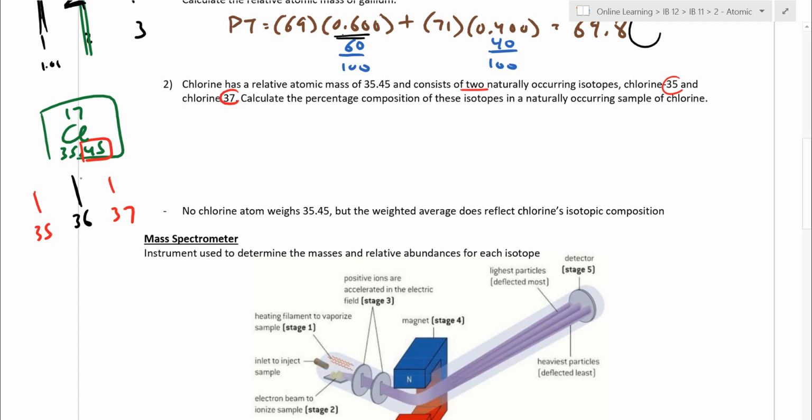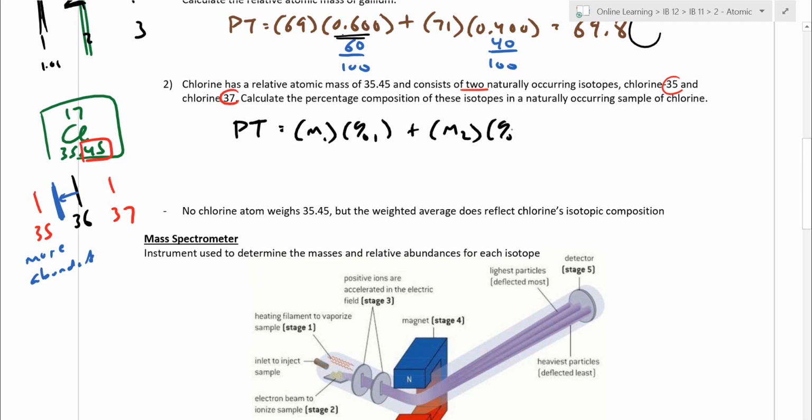Because the weighted average from the periodic table is actually skewed towards 35, at 35.45, we already are expecting the lighter type is more abundant. The lighter type actually has more say in the weighted average than the heavier form. So let's just try out our formula here. Our weighted average, I'm just going to say PT for periodic table, is a bunch of these mass-percent terms all added up. Nicely for this question, we only have the 2 forms. I only need to tack on 2 of these numbers. Let's try it out here.